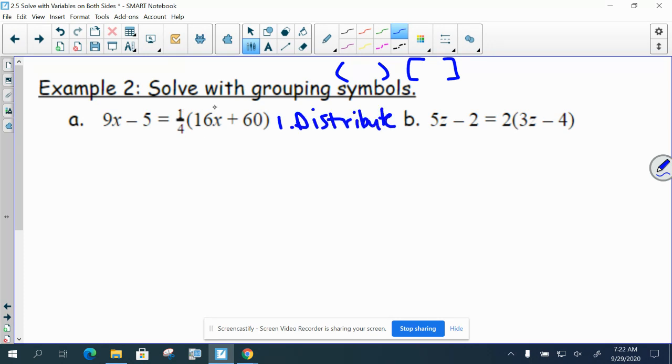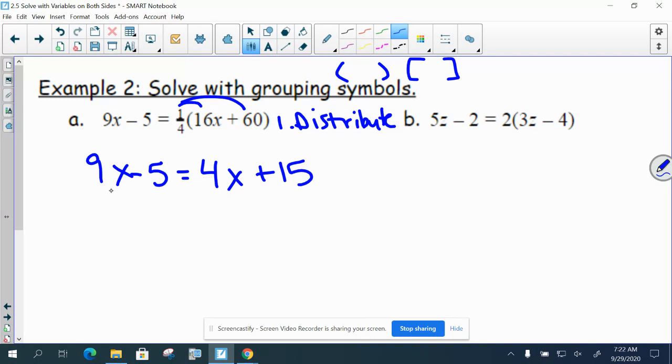Whenever you see parentheses, you want to distribute what's outside of the parentheses. In this case, it'd be 1/4. So distribute the 1/4 into the parentheses. So 9x minus 5 stays. 1/4 of 16, you can think 16 divided by 4 is 4x. 60 divided by 4 is 15.